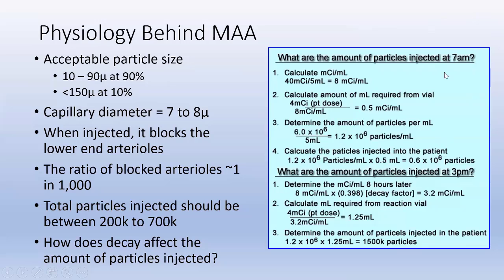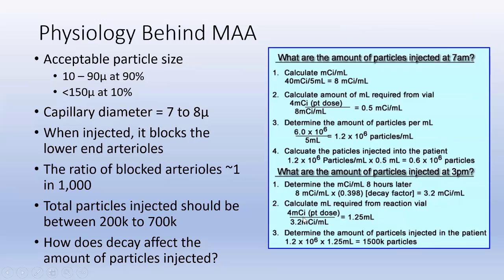This would be at 7 a.m. in the morning. Now, let's go forward in the future and say it's 3 o'clock in the afternoon. I've got another lung scan. It came in. I'm going to inject that patient. So what happens here? Well, we go over here, 8 millicuries per ml at 7 a.m. has a decay factor of 0.398. We multiply that by 8 millicuries. We end up with 3.2 millicuries per ml in that MAA vial.